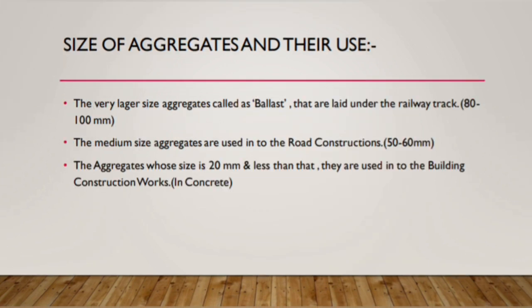Size of aggregates and their use. Aggregates having different shapes and sizes are used for different purposes and in different structures. Aggregates of 80 to 100 mm size are laid under railway tracks. The 50 to 60 mm size of aggregates is used for the construction of roads, highways, runways, etc. Generally, we all know that aggregates of 20 mm and less are used for building construction works, that is, in concrete.